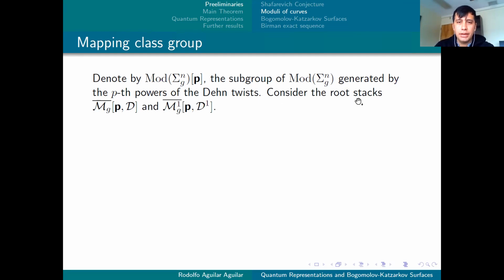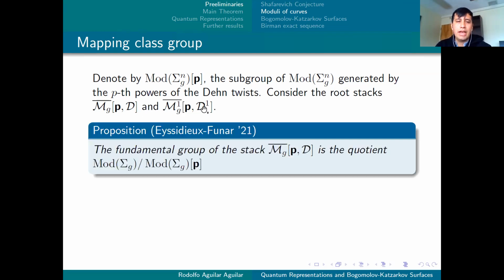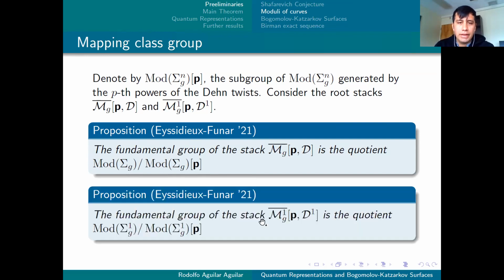So now, as I was saying, if we consider these root stacks, the root construction, but for the moduli of curves and moduli of one-pointed curves with this divisor, we have a first proposition of Eyssidieux-Funar. And it says the following: the fundamental group of this stack, the first one, is this quotient. We quotient the mapping class group by this subgroup when n equals 0. And we have a similar proposition for the fundamental group of this stack, but when we mark 1 point.